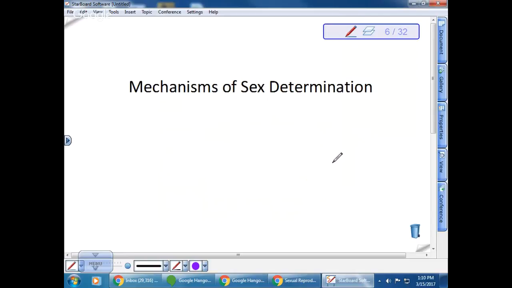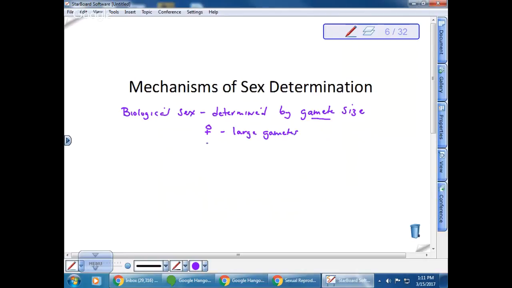Okay. So when we talk about sex, and we're looking at the differences between males and females, we can talk about biological sex. And this is determined by the size of the gametes. Okay, so gametes would be the egg and the sperm. So we would say the females have large gametes, and the males have small gametes.